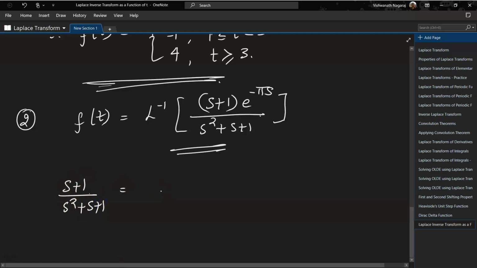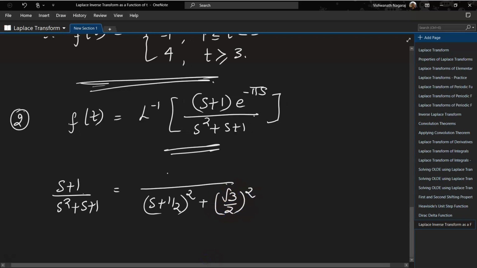Now, what do we do here? Remember, the denominator, what we can do is we can complete the square. So this becomes (s plus half) square plus root 3 by 2 square. Actually, what happens is this becomes 3 by 4, right? And this 3 by 4 can be written as root 3 by 2 square.